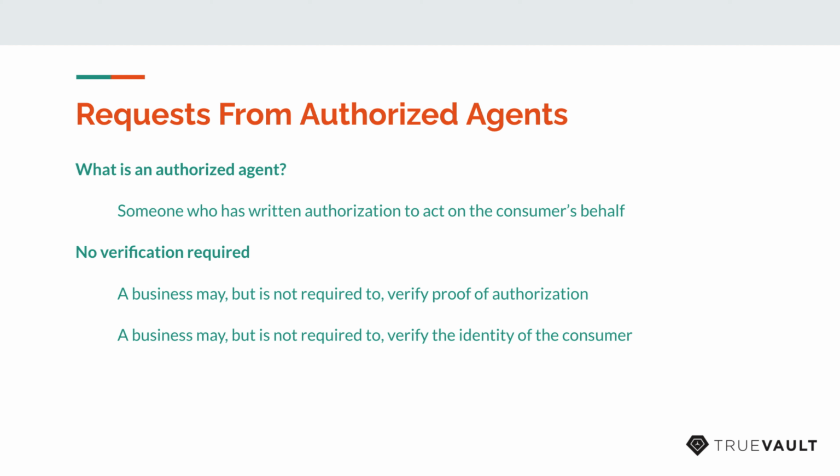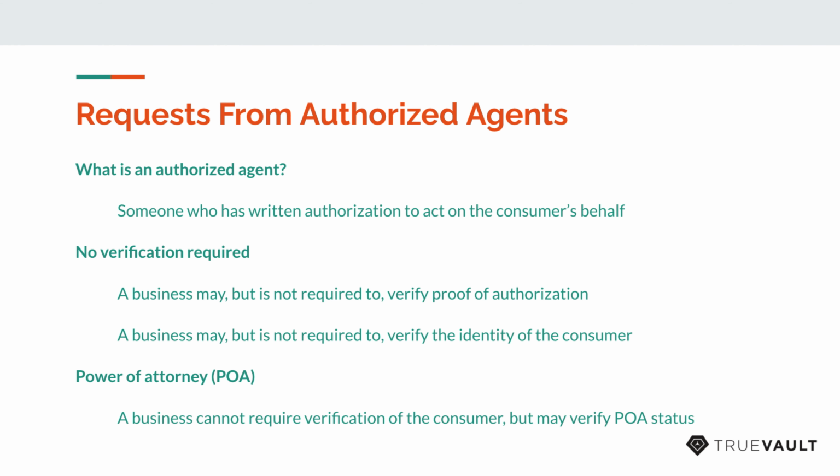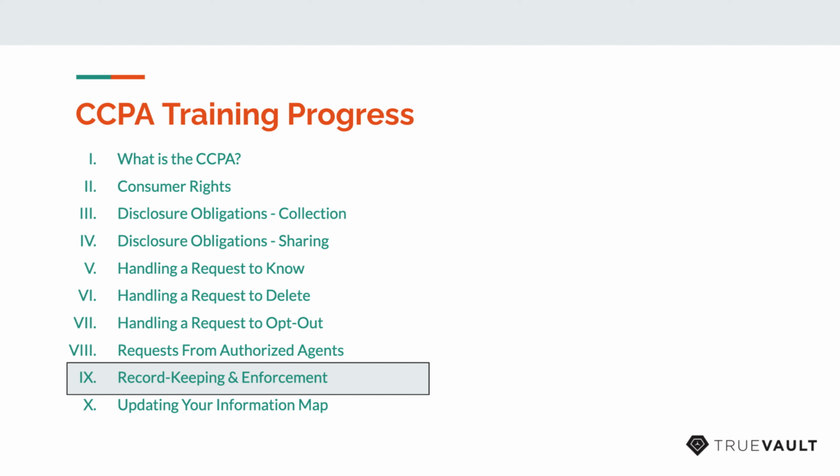A similar concept is that a business may receive CCPA requests from an authorized agent who has power of attorney. In that case, a business cannot require verification of the consumer, but it can require proof of a person's power of attorney status. Now we'll take a closer look at a business's record-keeping obligations and how the government enforces the CCPA.